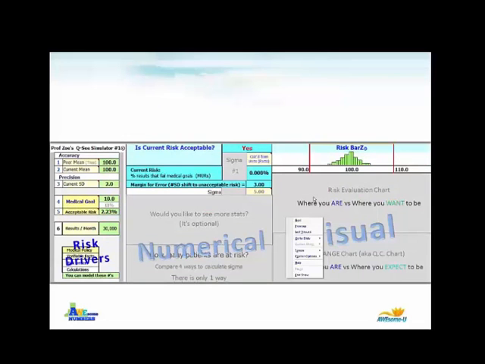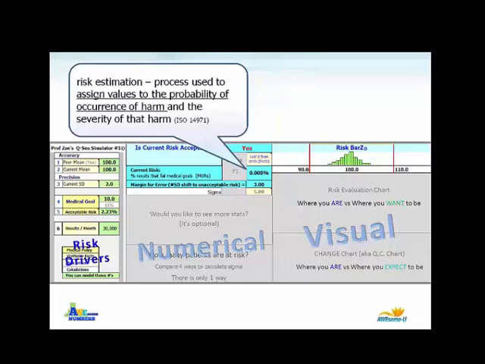Now let's take a look at the actual numbers and how the computer makes the determination if risk is acceptable, yes or no. It's a simple calculation. Remember, risk estimation is the process used to assign values to the probability of occurrence of harm and the severity of that harm. You can mathematically calculate the probability of occurrence of a medically unreliable result, a result that fails the medical goals.